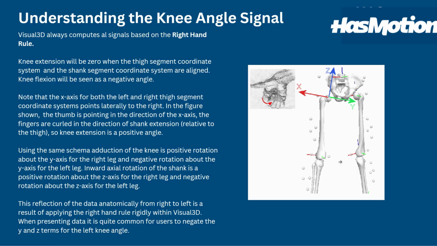This reflection of the data anatomically from right to left is a result of applying the right-hand rule rigidly within Visual 3D. When presenting data, it is quite common for users to negate the y and z terms for the left knee angle.